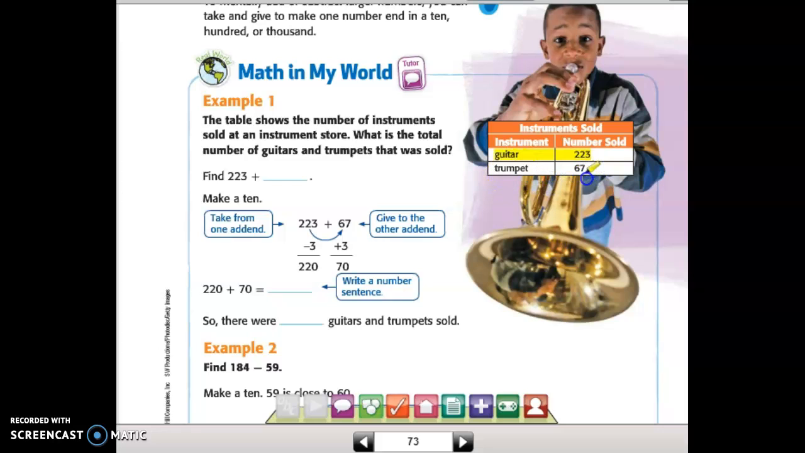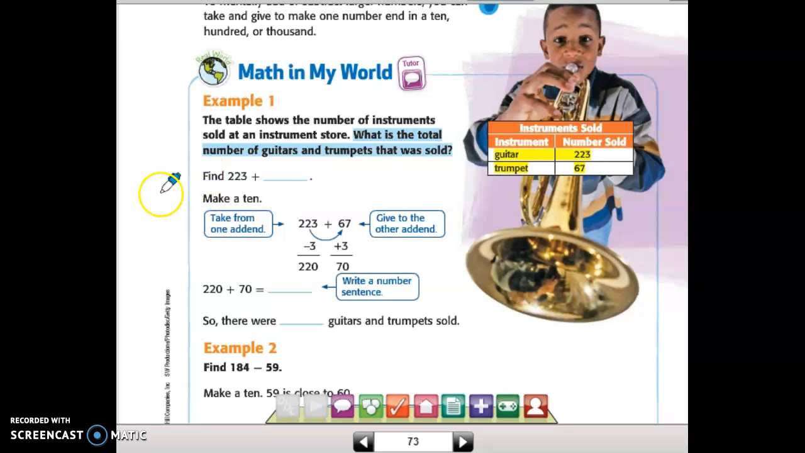Okay, it doesn't like me highlighting today. There we go. And the question we have to solve is, what is the total number of guitars and trumpets that was sold?